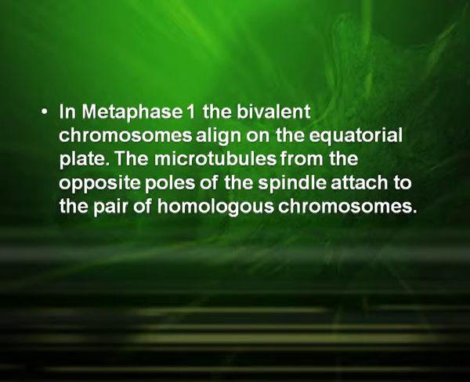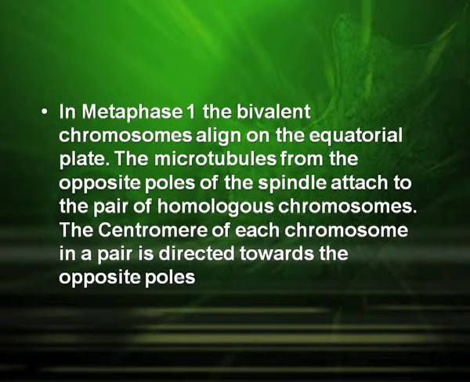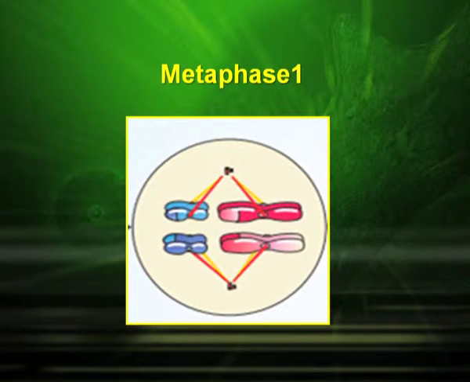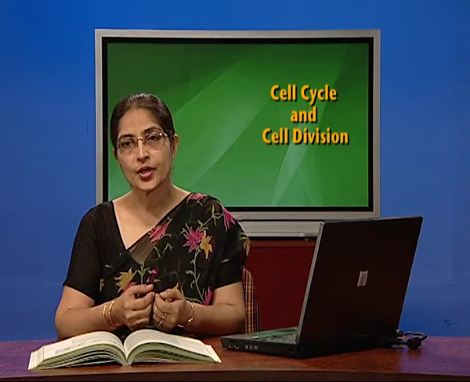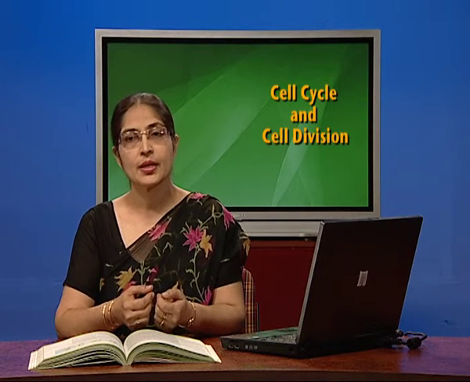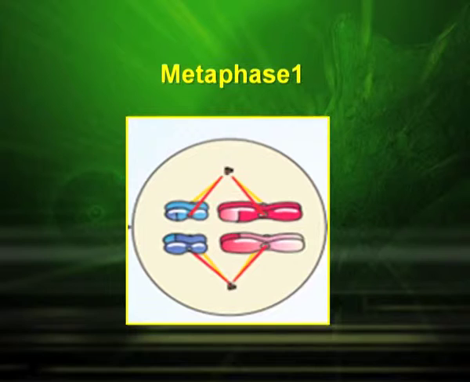The microtubules from the opposite poles of the spindle attach to the pair of homologous chromosomes. The centromere of each chromosome in a pair is directed towards the opposite poles. Look at this picture of the metaphase. In this diagram, two homologous pairs of chromosomes at the metaphase plate are depicted. In each pair, one chromosome is lying towards one pole and the other towards the other pole, attached to the spindle fiber.